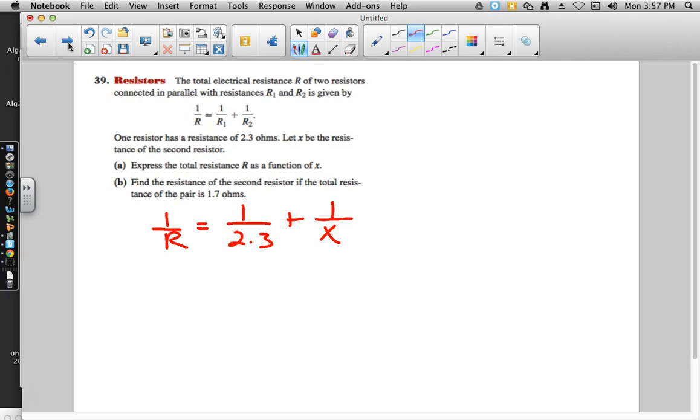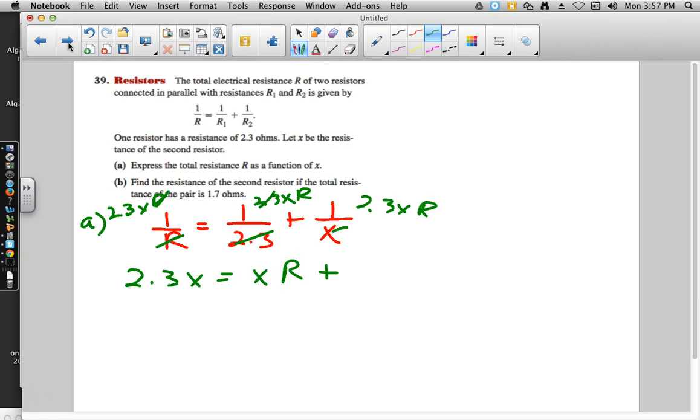Now, the capital R by itself, that is both of them together at once. So we're not going to substitute in for that. So for part A, it says express the total resistance R as a function of X. That means we want to get R all by itself. So what we would do here for A is multiply each of these terms by our LCD, which is 2.3XR. Here the R's are going to cancel out and we'll have 2.3X. Here the 2.3's will cancel out and we'll have XR. And here the X's will cancel out and we will have 2.3R.